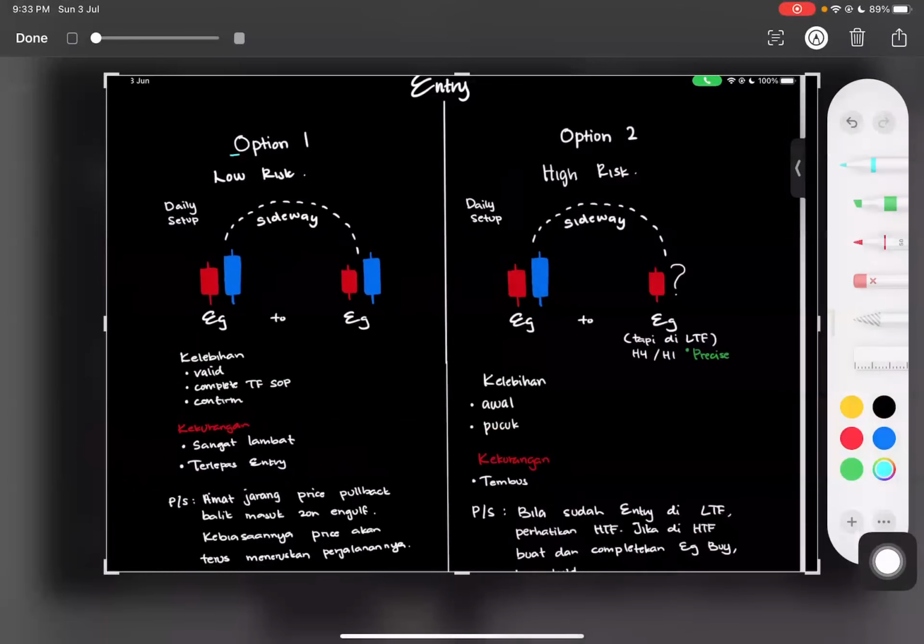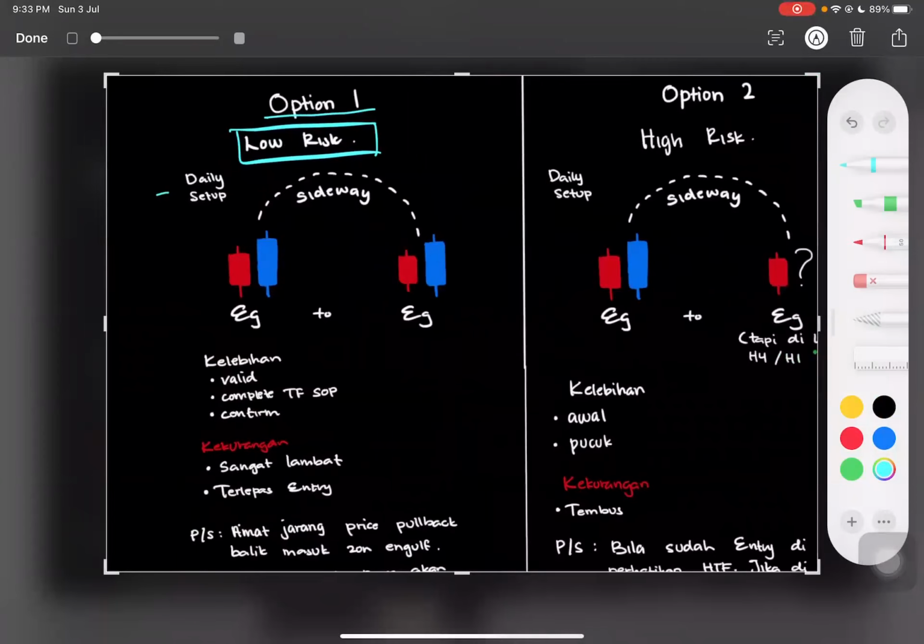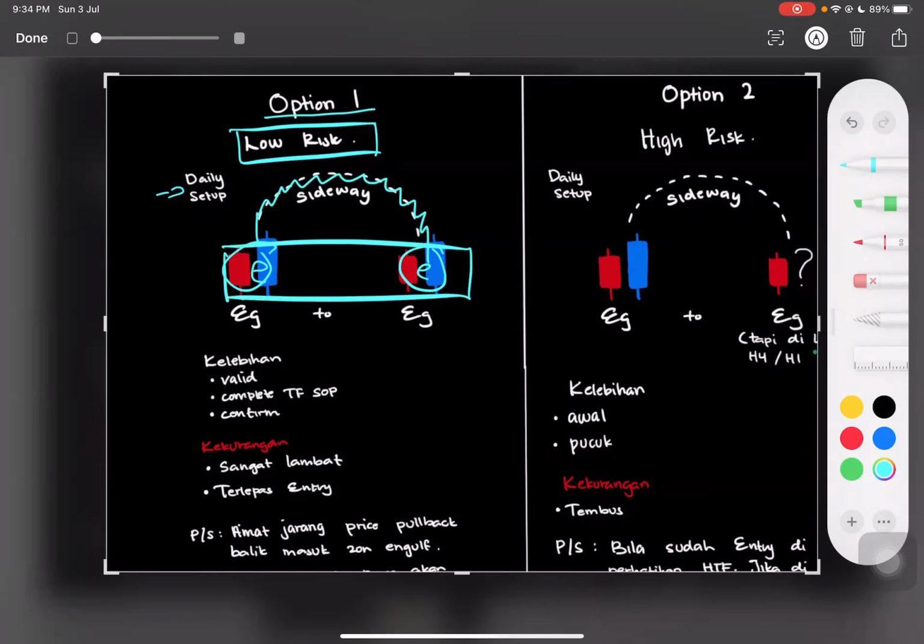For the first option, we consider it a low risk entry. Let's say you're going to use a daily setup. You have to make sure daily is creating engulf to engulf on the same time frame. After the engulf to engulf, it breaks up, pulls back, comes sideways and goes back into the zone, creating the inverted smile. With an inverted smile, obviously we focus on buy. If it's a nice smiley, we focus more on sell.